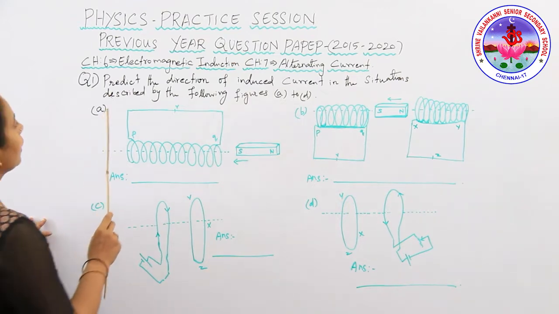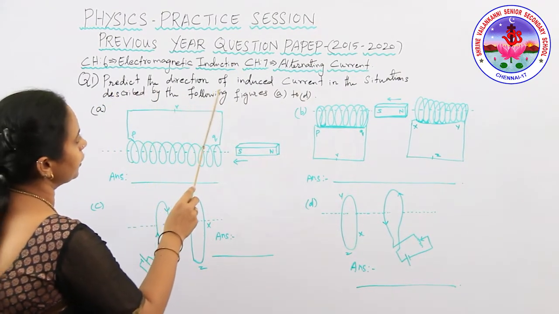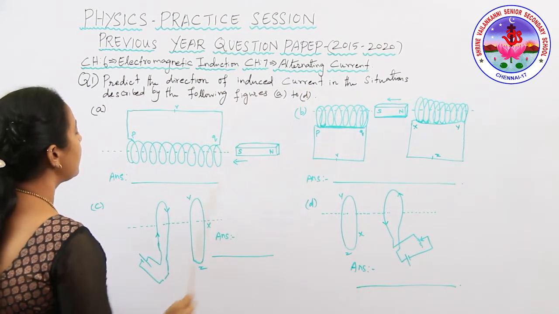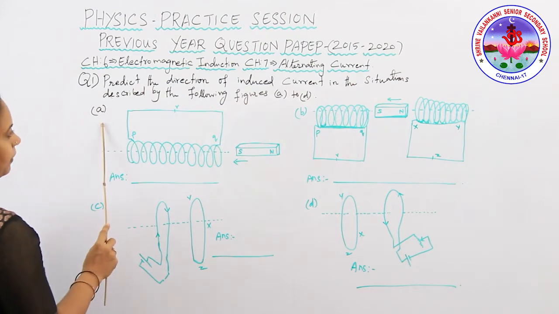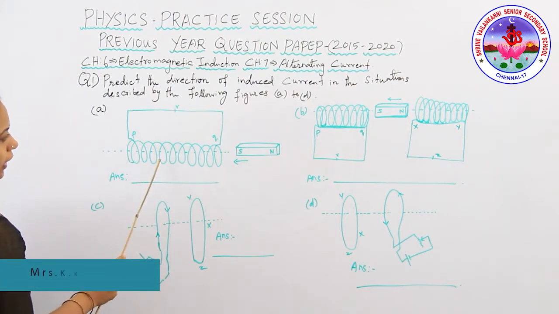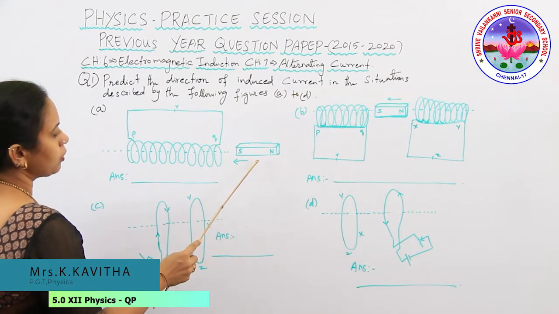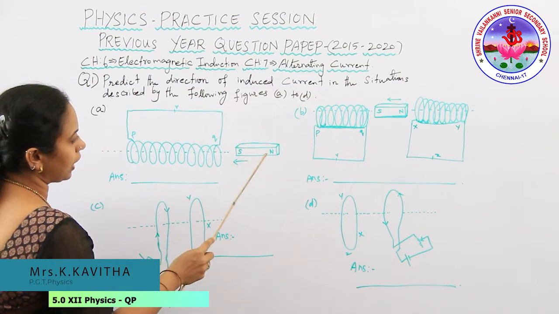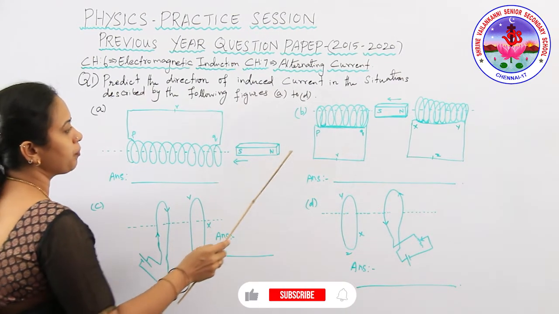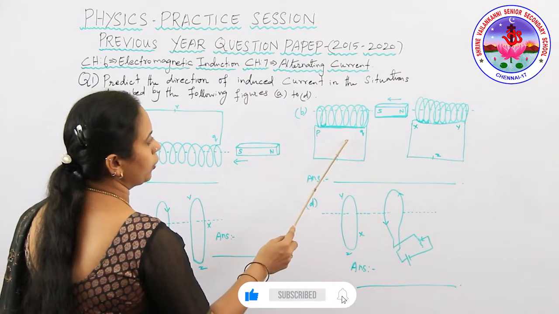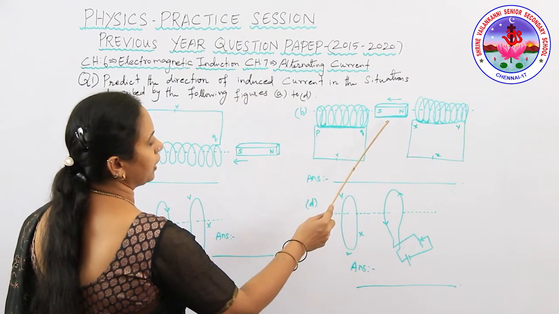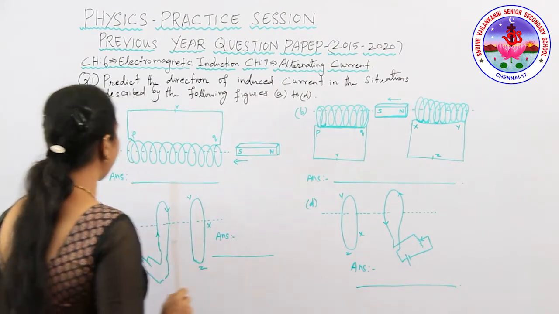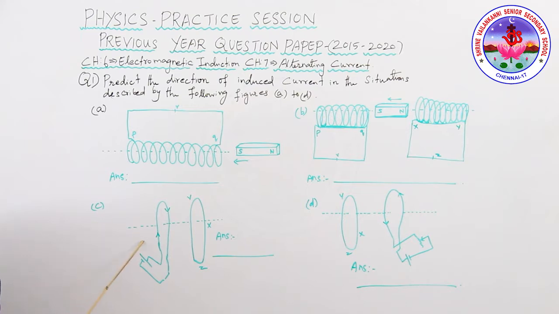Yes, students. Now question number 1. Predict the direction of induced current in the situations described by the following diagrams. Observe these 4 diagrams. Diagram A has a coil, and nearby they kept a magnet. The direction of the magnet is also given, with the south and the north pole. And B also has two coils, in between you have the magnet, and the direction is shown to the first coil. And see the C diagram, observe it.